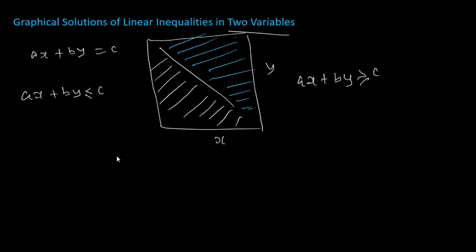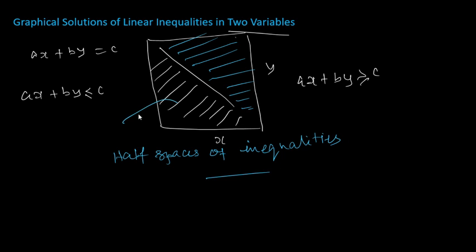So what do you call it? Half spaces of the corresponding inequalities. So this is one half space, another half space, and this equation divides the xy plane. The overall xy plane is divided by this straight line. Are you able to understand?